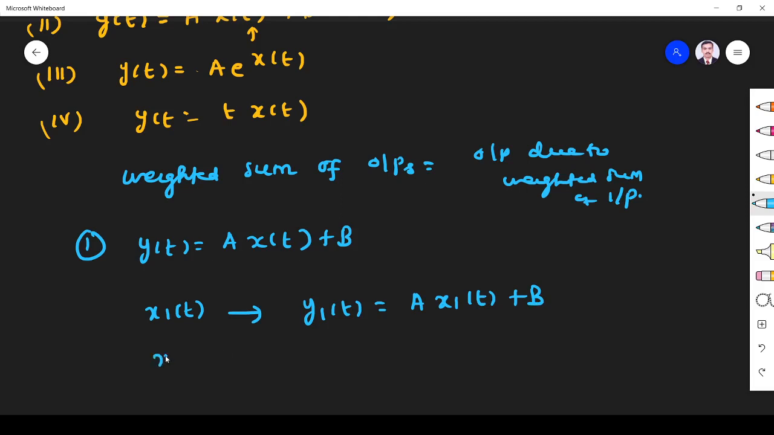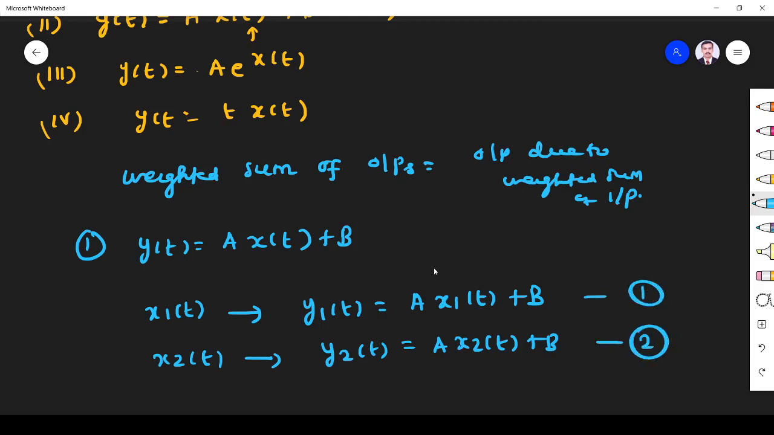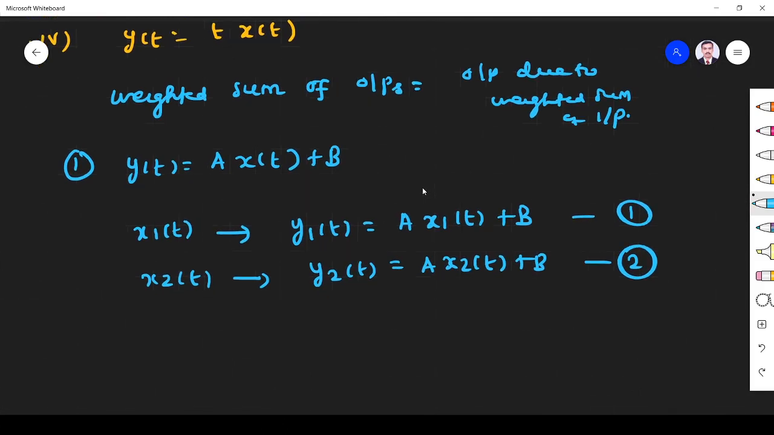Now I apply another input x2 of t, and I get another output y2 of t. Wherever I have the input, I apply x2 of t instead, so y2 of t is a into x2 of t plus b. Consider this as equation number 1 and this as equation number 2. Now I have to find the weighted sum of outputs, as I get two outputs.